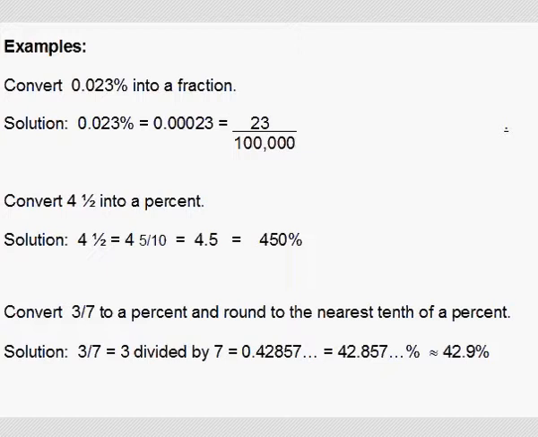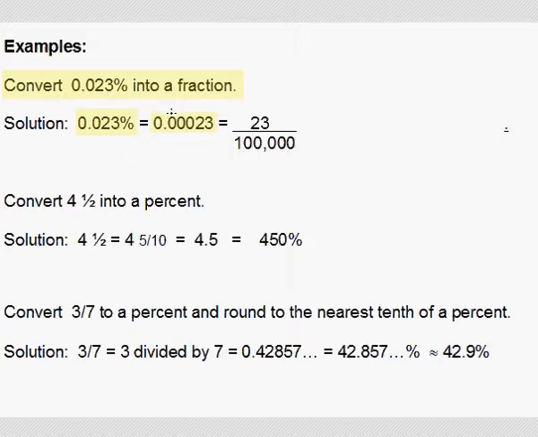Let's look at a few examples. Let's start with the example, convert 0.023% into a fraction. Using our method here, we're going to first turn 0.023% into a decimal. The rule of two places says to move the decimal point two places. Well, we have to move the decimal point to the left because the percent is always a bigger number. So we end up putting 2 zeros in and moving that decimal point, and we get a decimal of 0.00023.